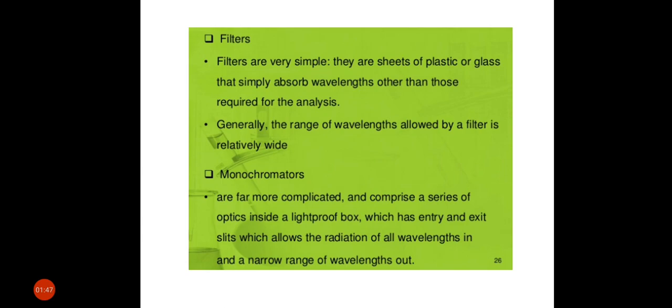See the monochromator part. Monochromators are far more complicated than filters and comprise a series of optics inside a light-proof box, which has entry and exit slits, which allow the radiation of all wavelengths in and a narrow range of wavelengths out.